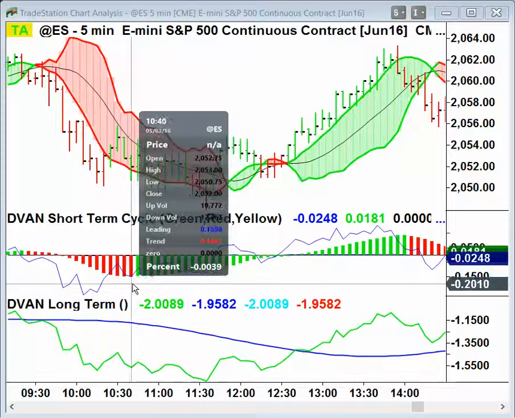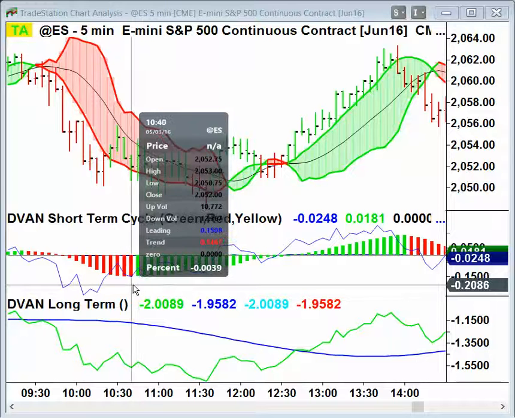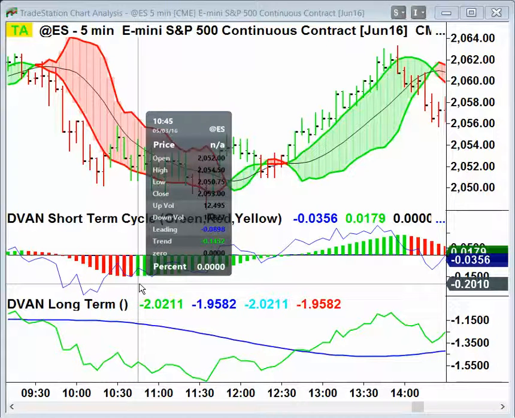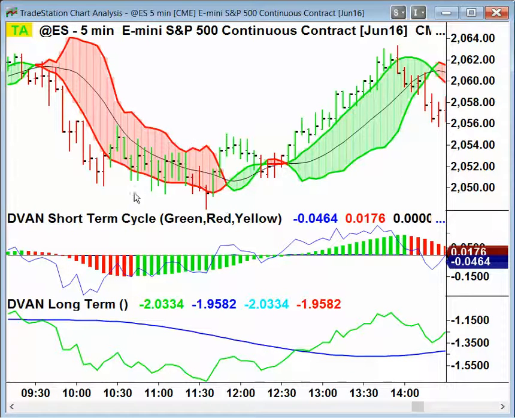During this period of time, when we go from red histogram bars to green histogram bars, it's telling us that the downtrend should be over and we would be looking for an uptrend. While that happens though, we're still in the red shading or the red cycle, so that's really a period of consolidation that's not showing a confirmed trend in one direction or another because the cycle and the short-term trend are not agreeing.